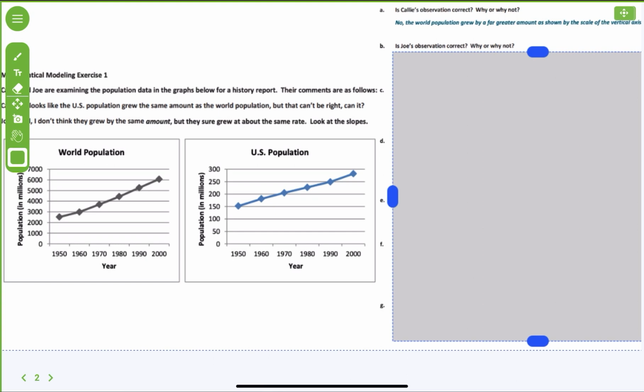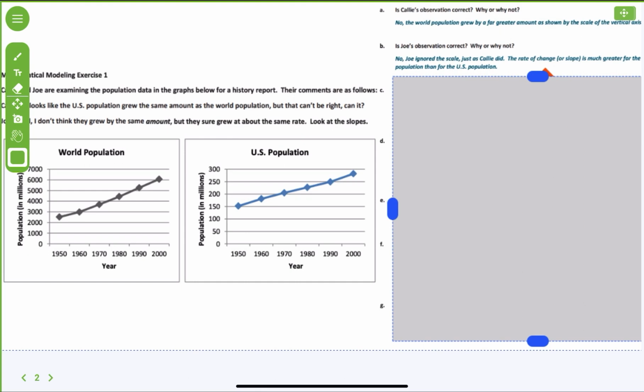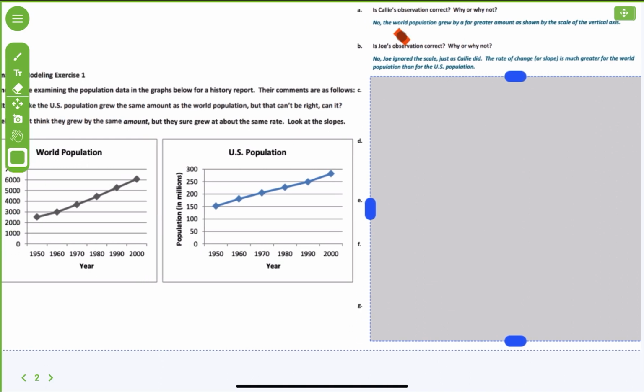B says, "Is Joe's observation correct? Why or why not?" Well, it does look like the slope is about the same, but once again, when you're talking about growing by 1,000 million and 50 million, it takes in a whole different change. So if we had these by the same amounts, the world population would be much steeper than if we had the world's population in the same amount as the U.S. population. If it's only in 50 million, the slope's going to be a great increase here. So we would say no, Joe did not take into the effect of the scale either. The rate of change, or the slope, is much greater for the world population than the U.S. population. It's much greater for the world.